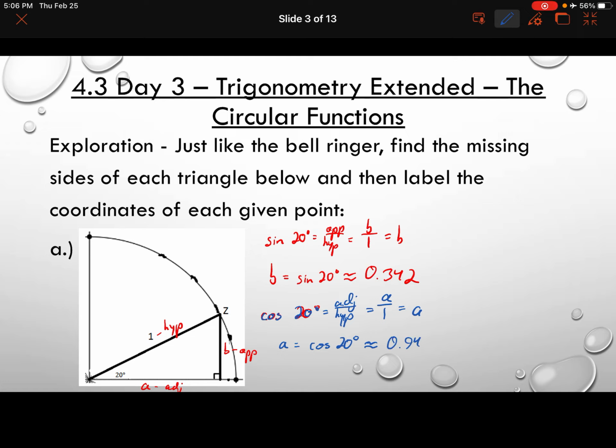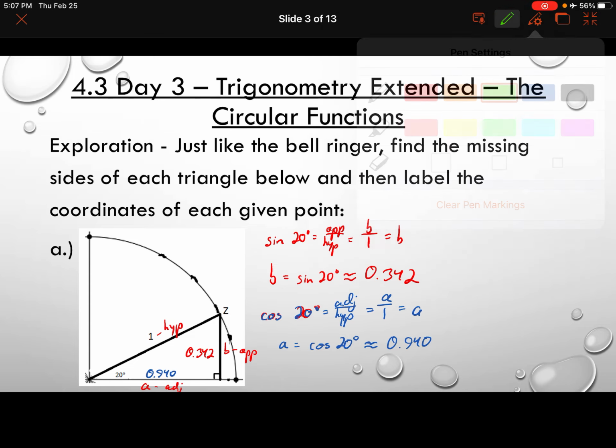The adjacent is 0.940, and then the opposite we said was 0.342. Okay, so now recall at this point, the whole reason why we did this is to figure out what the coordinates of point Z are. Remember, a point has an x value and a y value.